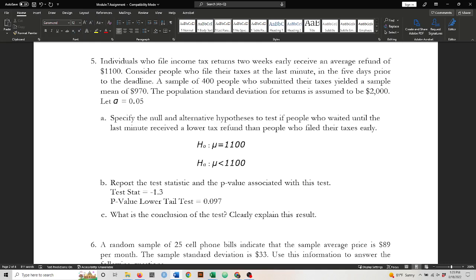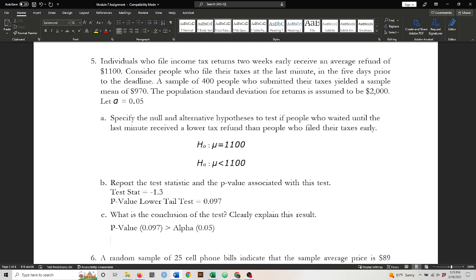Okay, now we want the conclusion of the test. We can see the p-value of 0.097. Just want to do a quick check here. Don't make a mistake on this one. It's a test, you're just checking it, right? You've got those values, just test them. Is it greater than alpha, which was 0.05? And so that means, because the p-value is too big, we don't have enough information to suggest that the refund is less than $1,100.